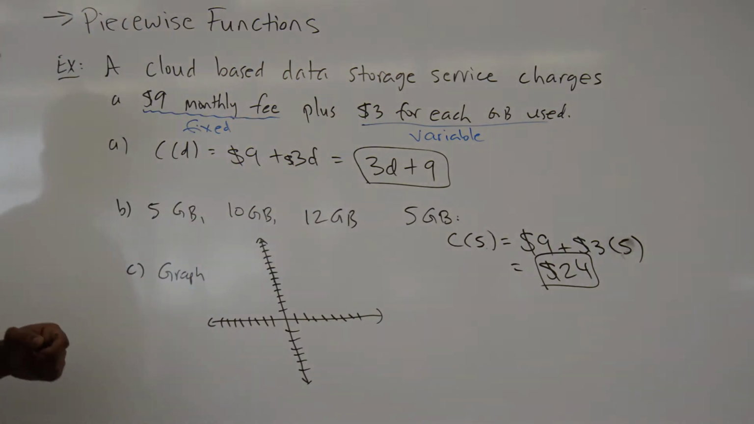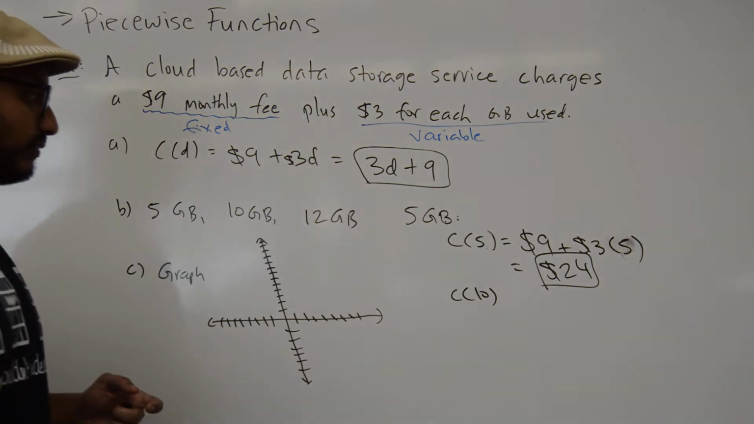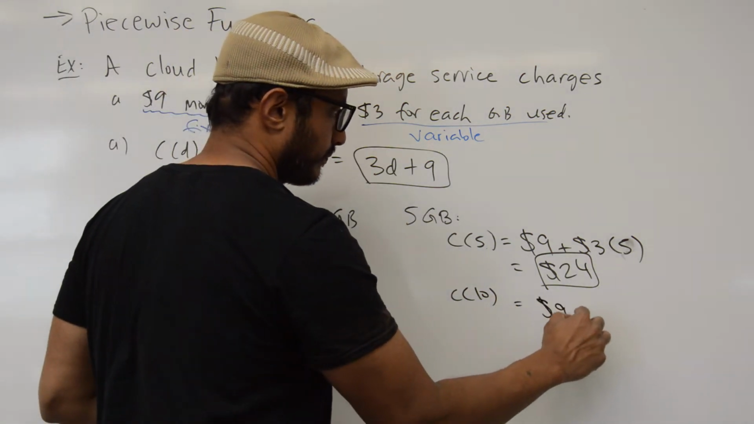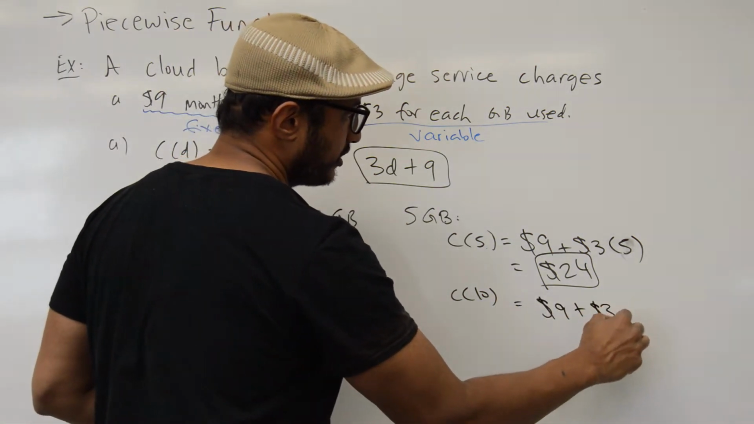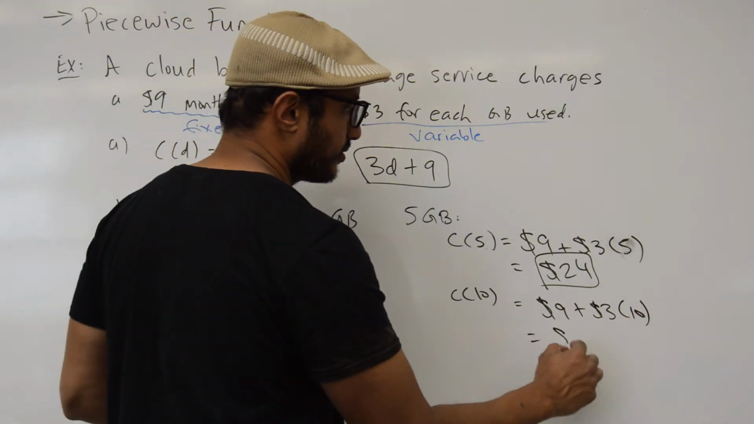All right, what about 10 gigabytes? Our process doesn't change. We have your $9 monthly fee plus $3 for each gigabyte used, so it's 3 times 10. 30 plus 9, that's going to be $39.